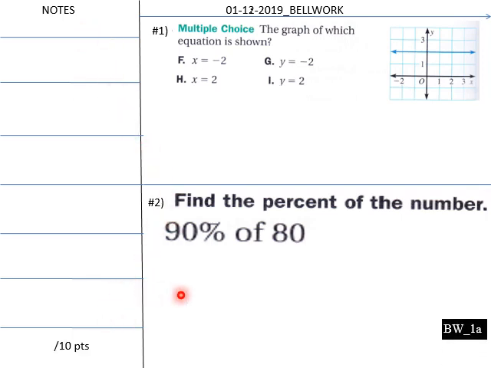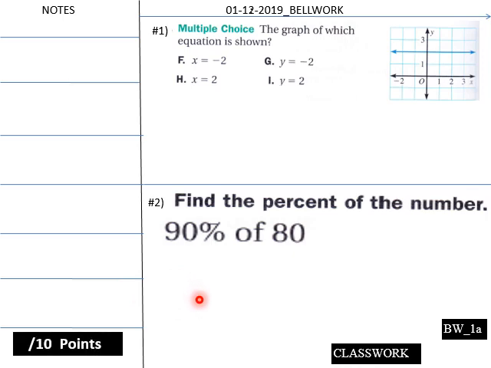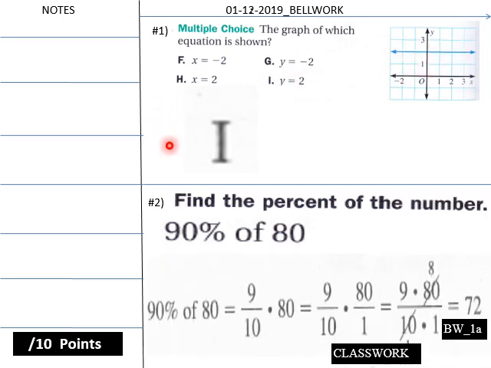Okay, welcome back for your solutions to today's bell work. The solution here would be y equals 2, 1, 2. It's a horizontal line. And then finding 90% of 80, we just multiply 80 times 90% and we get 72.